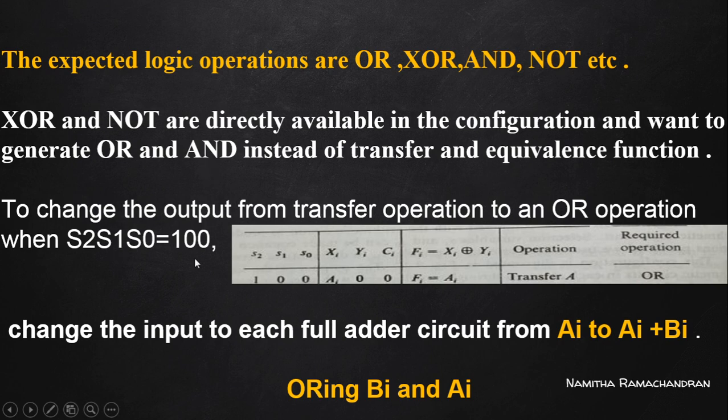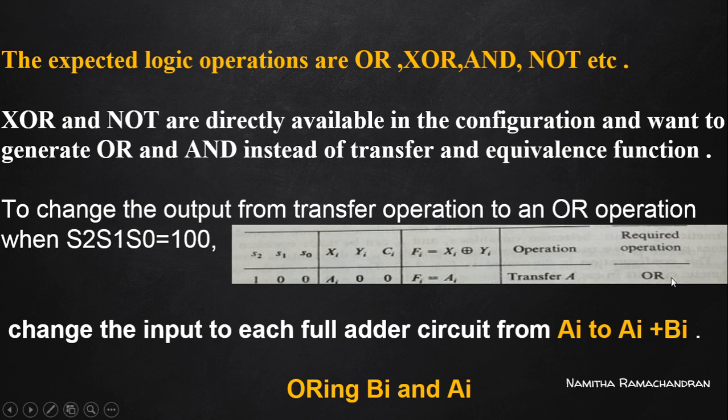So consider this case. S2 equal to 1, S1 equal to 0, S0 equal to 0. With this particular combination of inputs Xi equal to Ai, Yi equal to 0, we expect the full adder output to become Ai, just a transfer of our Xi input to the full adder output.